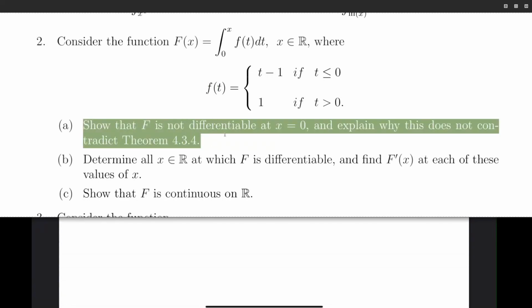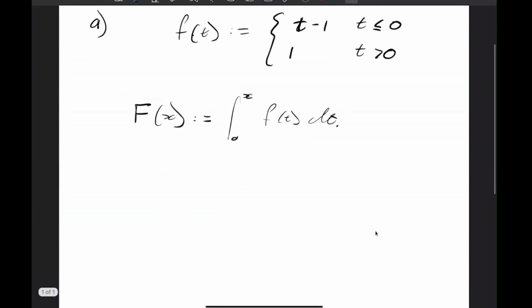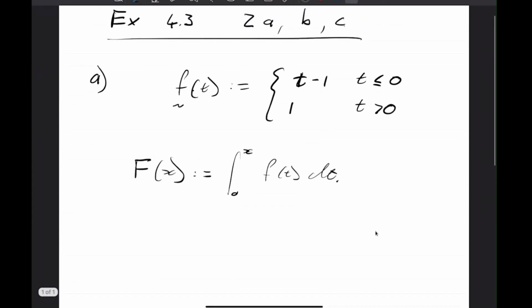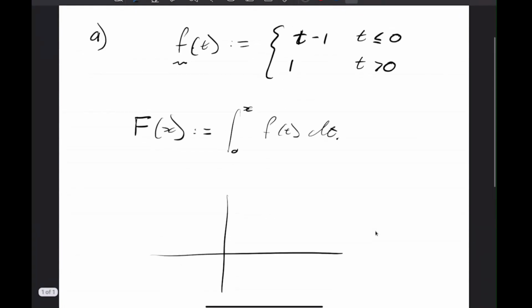Show that f is not differentiable at 0 and explain why this does not contradict theorem 4.3.4. Okay, so before we start, let's just take a look at little f. So let's take a look at the graph of little f.